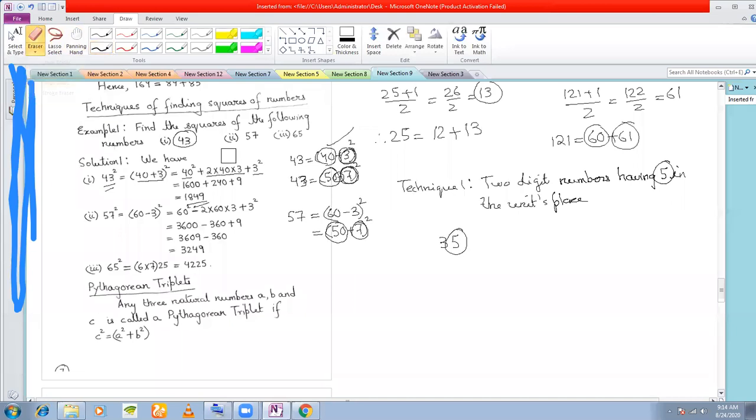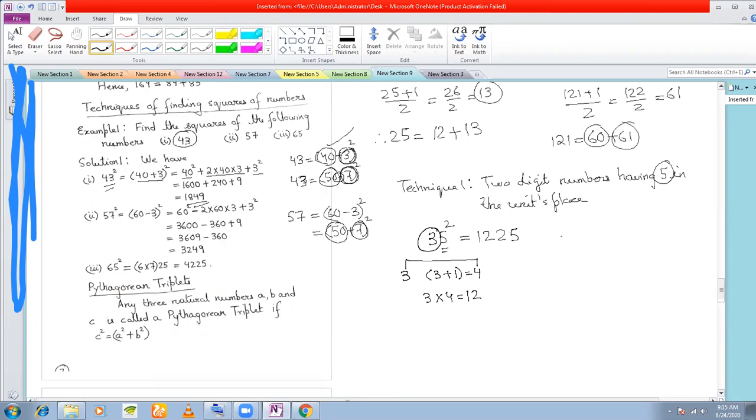Now, how to do this? See, 35 square I want to find. I see that I have a 5 in the units place. What I do here is I square 5 to get 25. Now I look at this digit 3. What I do is I add 1 to 3 to get 4, and then I multiply this 3 with this 4 to get 12, and I write 12.